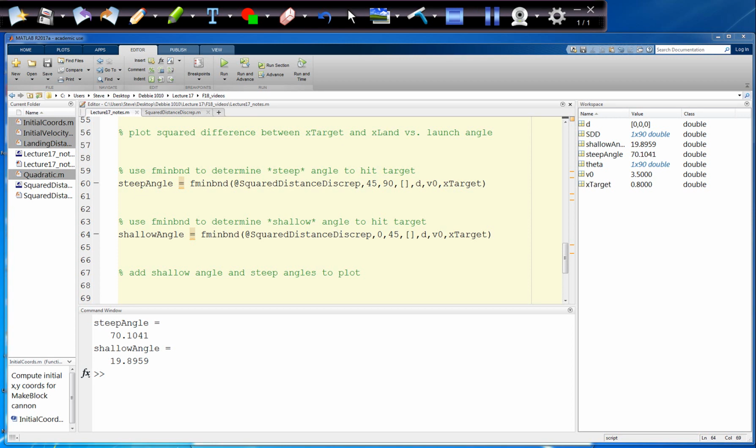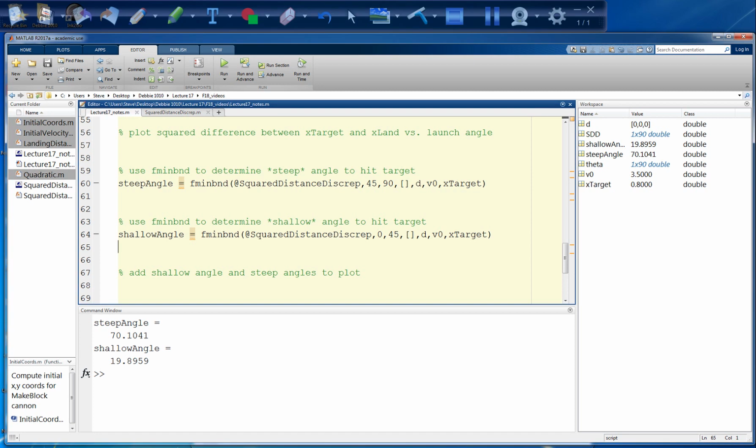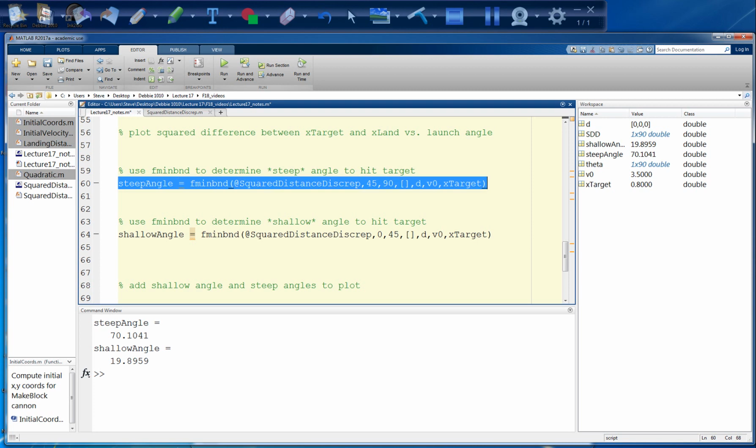Okay, just a couple last things to wrap up this projectile motion problem. So we are going to see how well fminbnd did in finding the steep and shallow angles. As we talked about before, fminbnd is overloaded to give two outputs, right? The local minimizer and then the function evaluated at that local minimizer value. Okay, so we're going to recall our functions and ask for the second output.